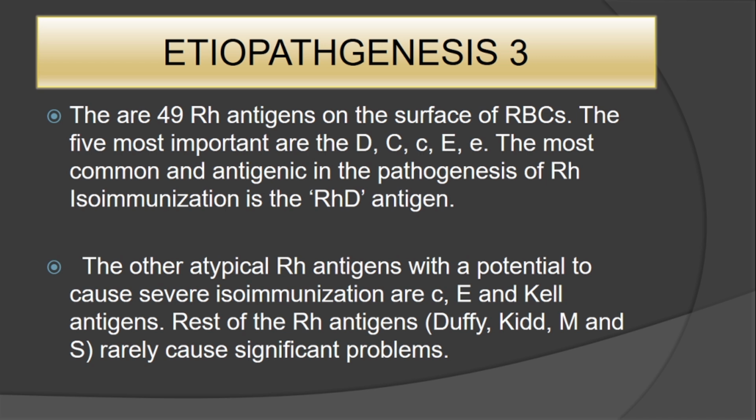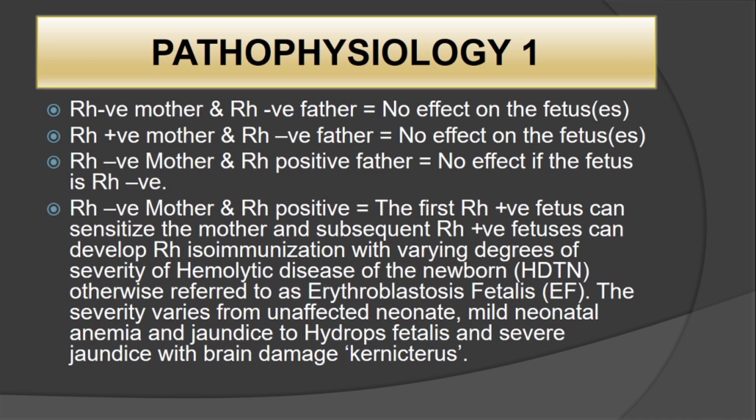Now, there are other atypical antigens which are also Rh antigens with the potential to cause severe isoimmunization, which are the C, the capital letter E, and the KEL antigens. The rest of the antigens, the Duffy, Kidd, M, and S antigens, they rarely cause significant problems in humans.